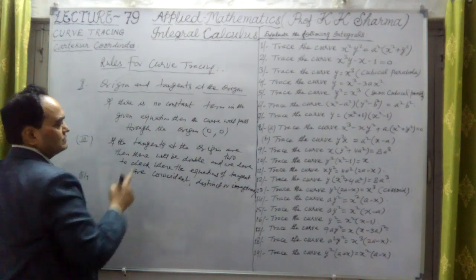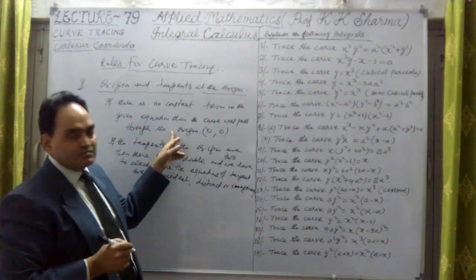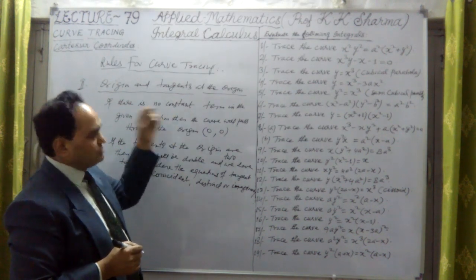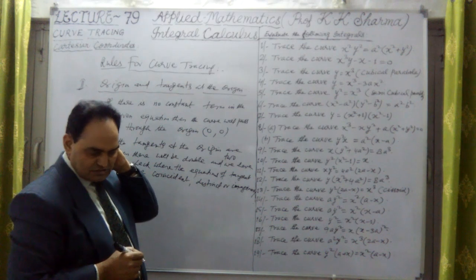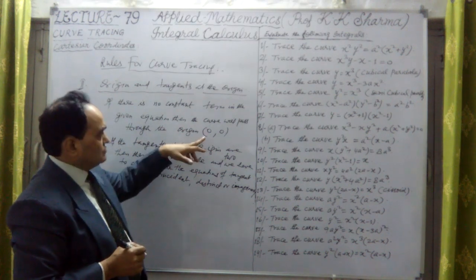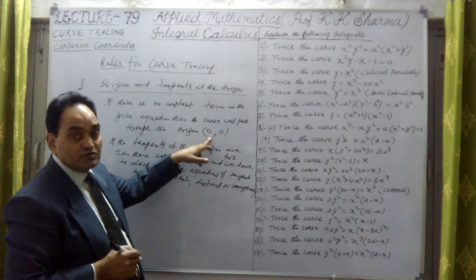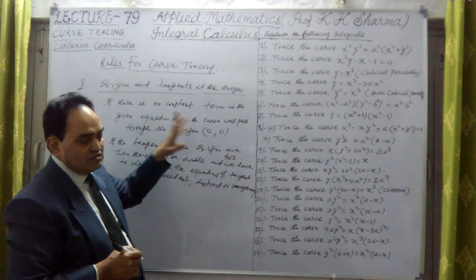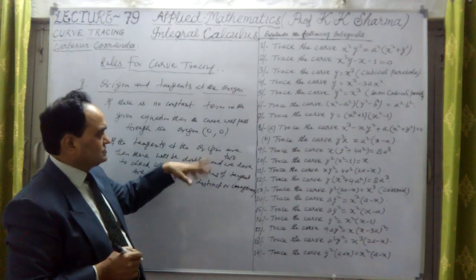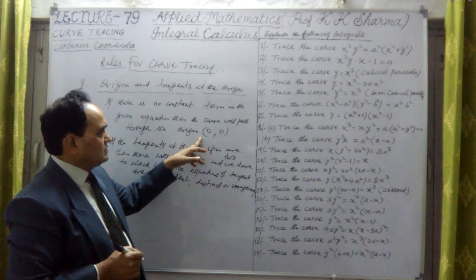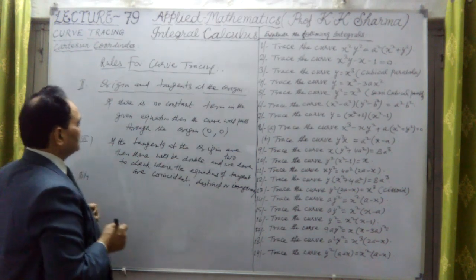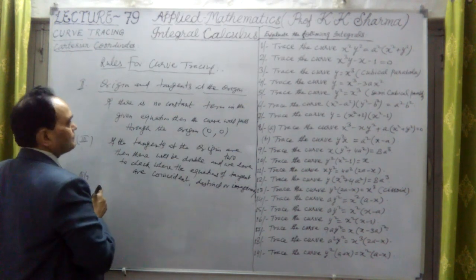First, we find out the origin. Is this passing through the origin or not? If the constant term is there, then the curve will not pass through the origin. If the constant term is not there, then it will pass through the origin. If it has a constant term, then it will not pass through the origin.